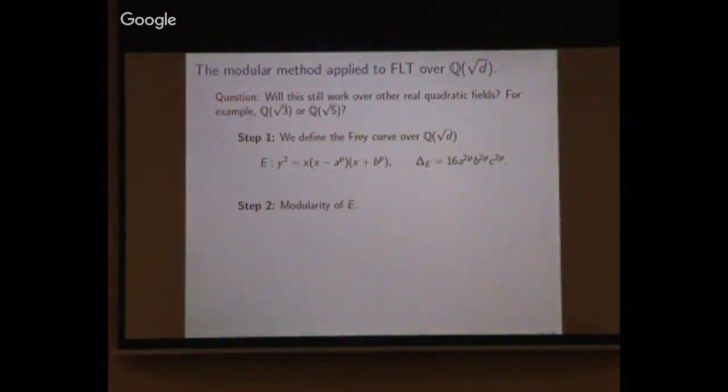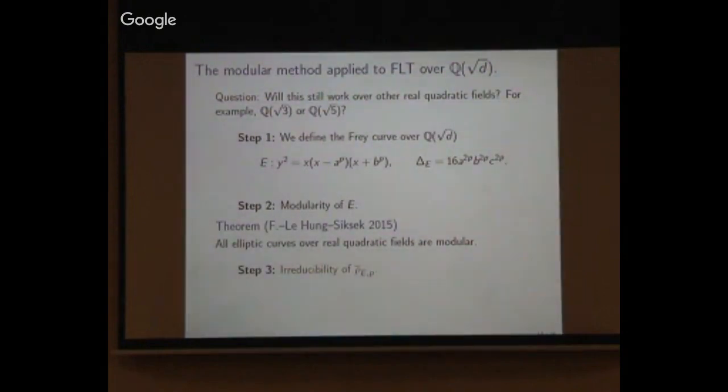Step 2, we need to know that the Frey curve is modular. Over Q, we have a theorem of Wiles. Over Q square root of 2, we had the Jarvis-Meekin theorem. And now over a general real quadratic field, in joint work with Freitas, Le Hung and Siksek, we have shown that all elliptic curves over real quadratic fields are modular. In particular, the Frey curve, if it exists, must be a modular elliptic curve. It follows from this theorem.